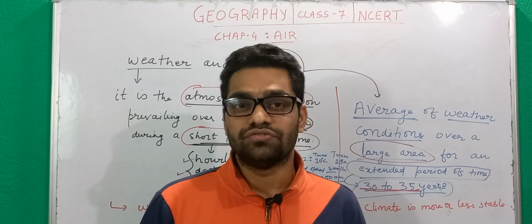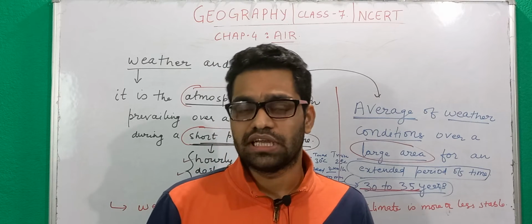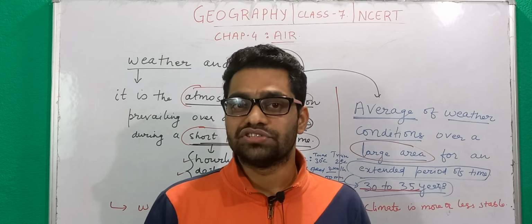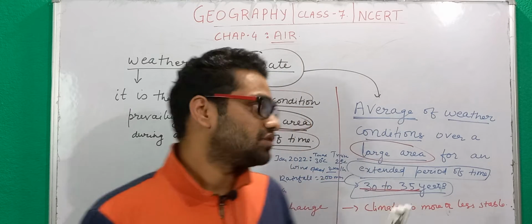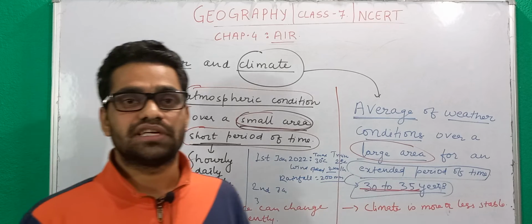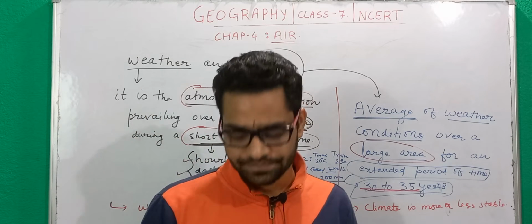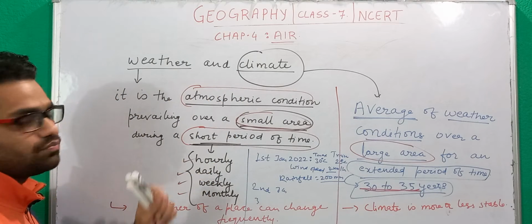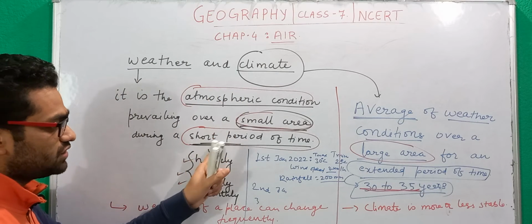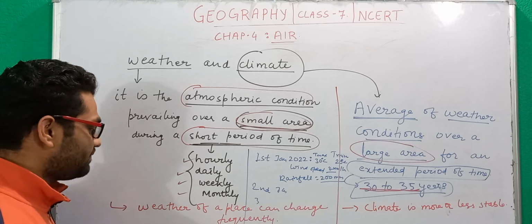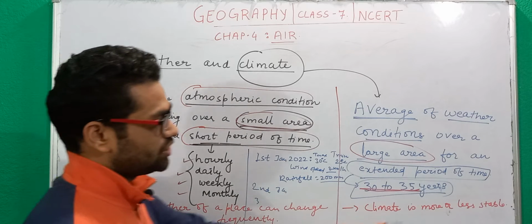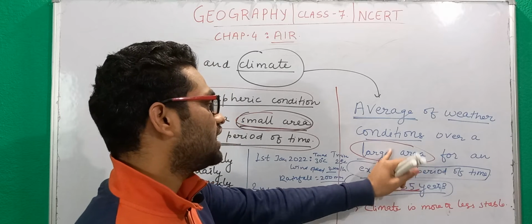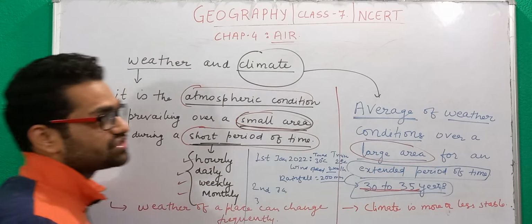That is why you come across this word climate change, and there are lots of environmental movements taking place all around the world just to reverse this rapid speed of climate change that the world is witnessing. So just remember these 2-3 points: the small area, short period of time, and high frequency of change. Here you have more or less a stable climate of a place, and this is for a large area and for 30 to 35 years average.